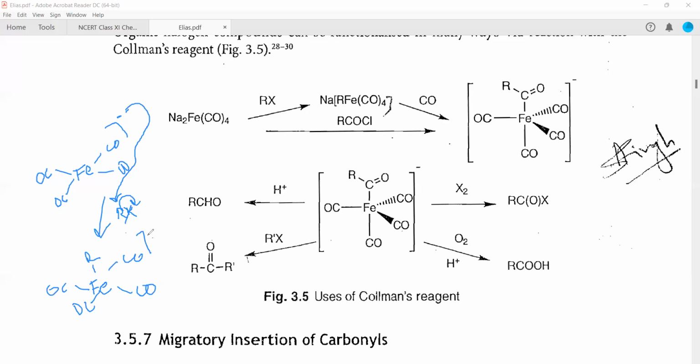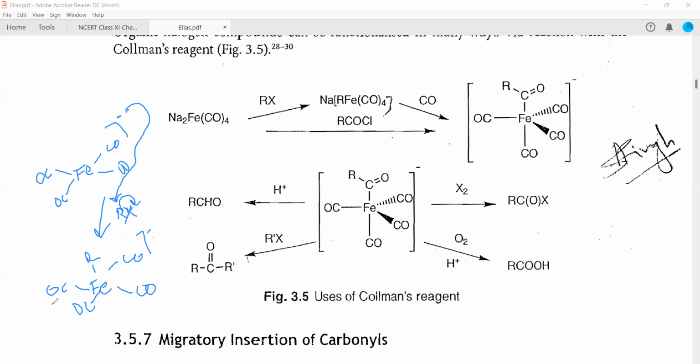As a result of the attack, only one negative charge remains in the coordination sphere. So it is Na only, because with only one negative charge, you have only one counter cation. Then you have one R as a ligand and 4 carbonyls as ligands with the metal center of iron. So this is exactly what is formed.